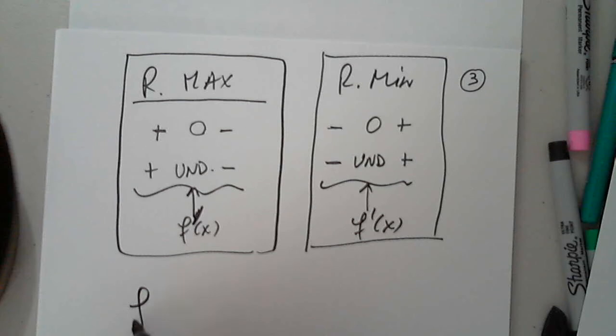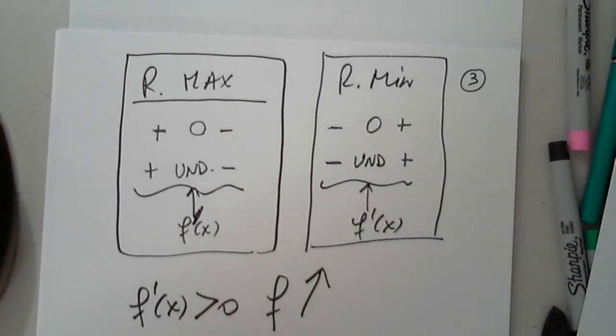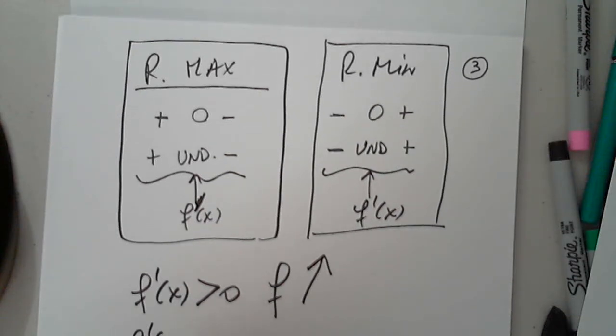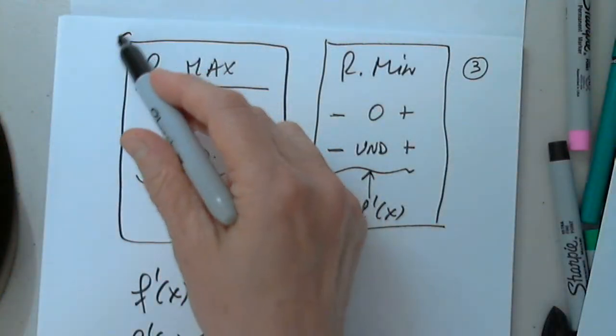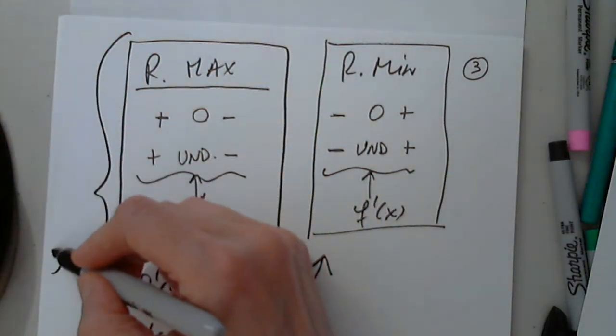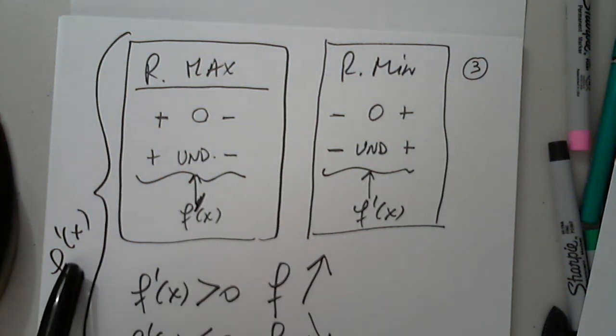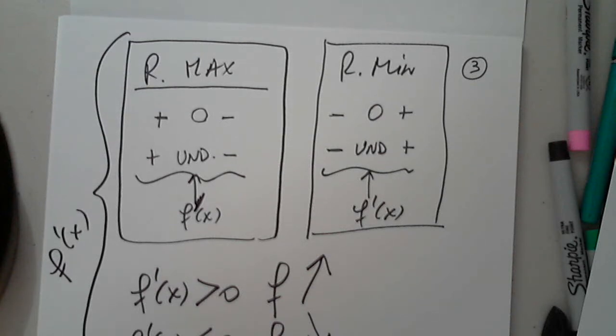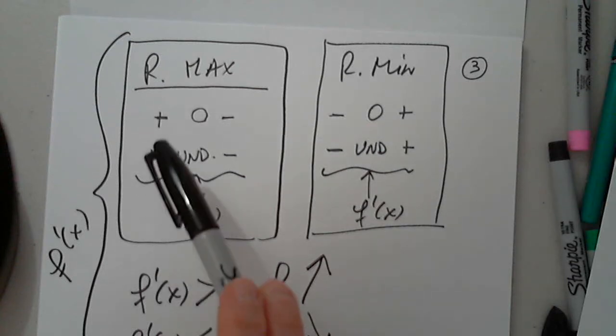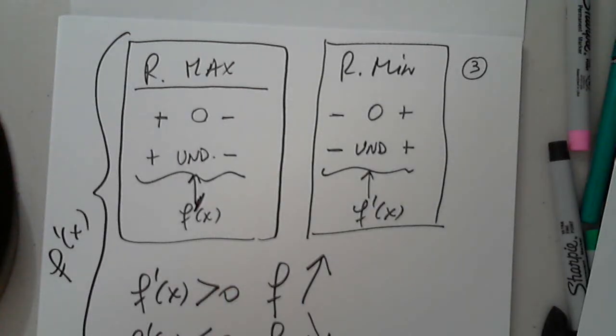Also, when f prime of x is positive, f is increasing. When f prime of x is negative, f is decreasing. So this is what we learn from the derivative, the first derivative, about the function. A lot: increasing and decreasing intervals, and relative max, relative min. Okay, so now we are ready to look at that problem.